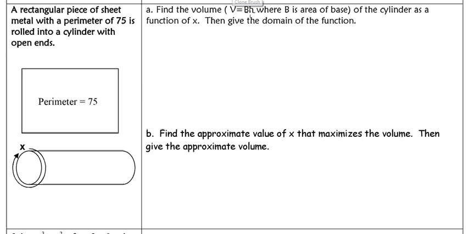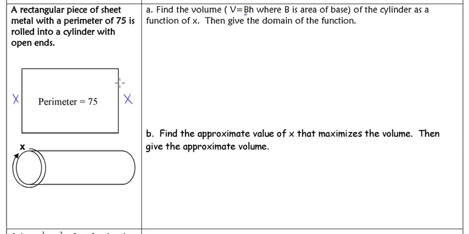And the volume for a cylinder is going to be the area of the base, which is going to be a circle for us. The area of the base, that's why it's a capital B, times the height. So once we've done that, we have to give the domain of the function. So let's come back over here to our rectangle, and notice what x is on the cylinder. That's going to be the height here on our rectangle.